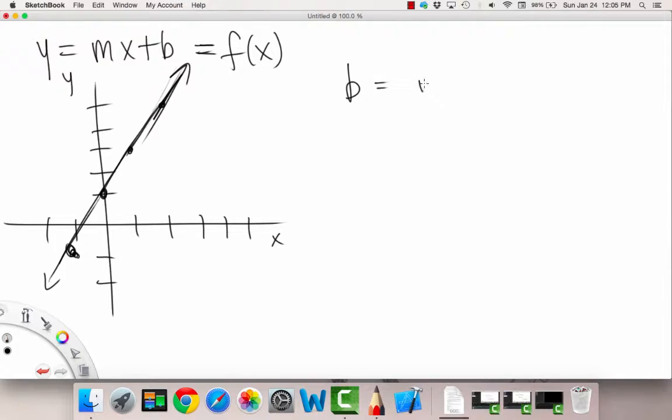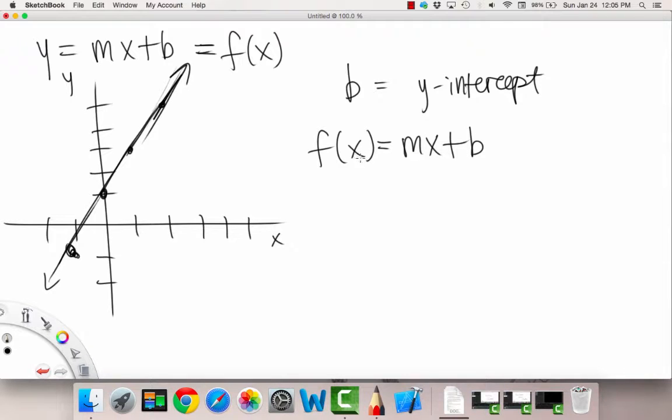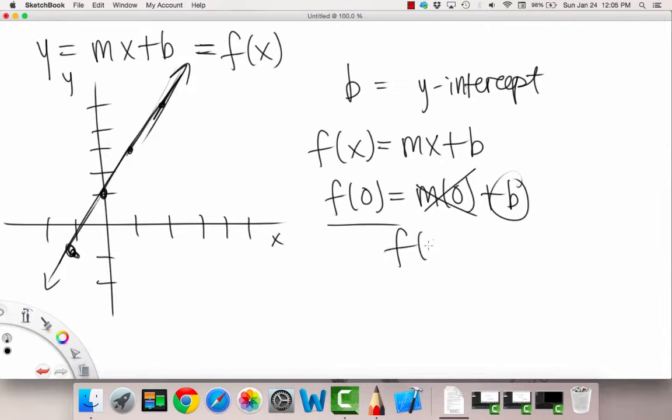So b is called our y-intercept, and let's see the reasoning behind that. If we look at our function f of x equals mx plus b, what happens when you plug in 0? f of 0 is equal to m times 0 plus b. So this whole mx term just goes away, and the value of our function when our input is 0 is equal to b.